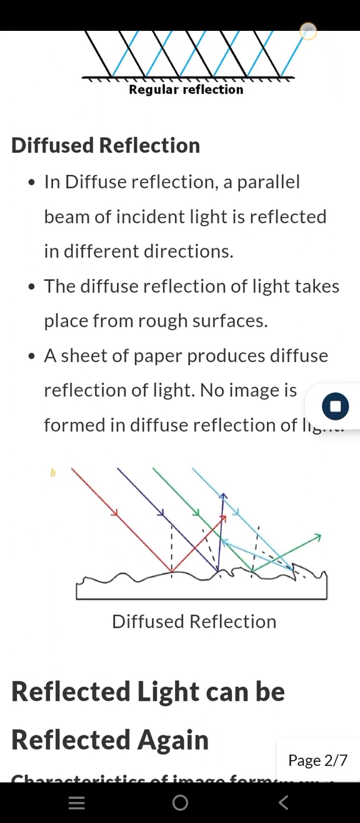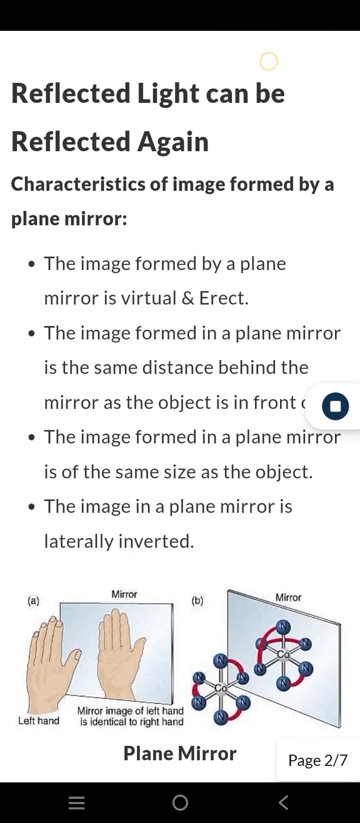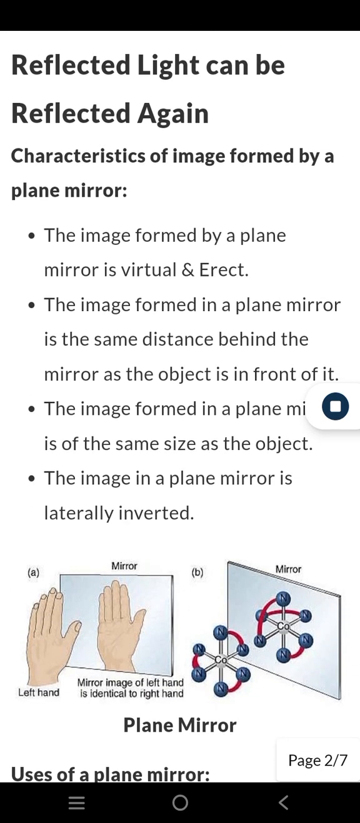Diffused reflection. In diffuse reflection, a parallel beam of incident light is reflected in different directions. The diffuse reflection of light takes place from rough surfaces. A sheet of paper produces diffuse reflection of light. No image is formed in diffuse reflection of light. Reflected light can be reflected again.